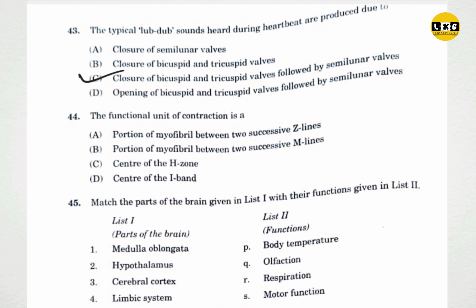Next, the functional unit of contraction is. The functional unit of contraction in muscle is the sarcomere. The sarcomere will be between two Z lines, right? So it is a portion of myofibril between two successive Z lines.